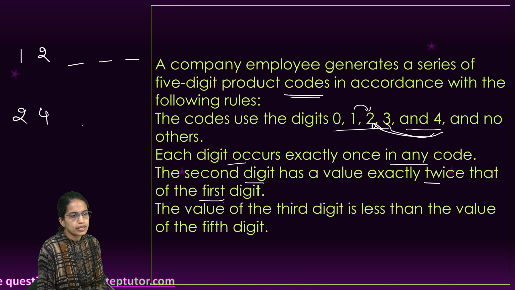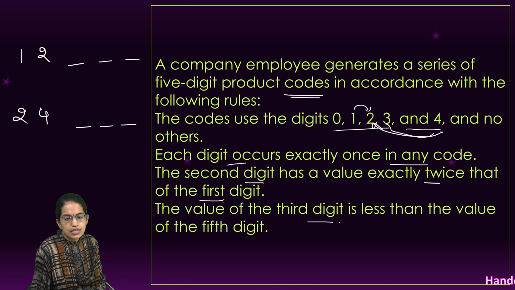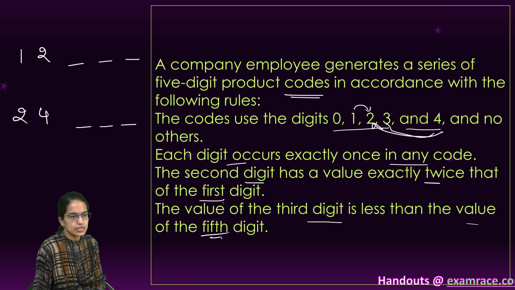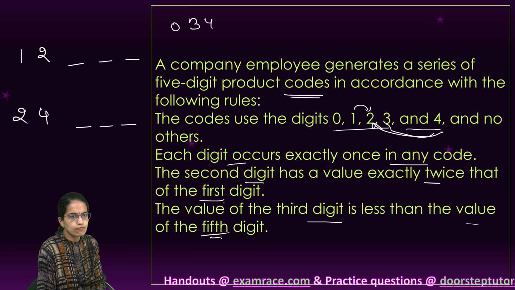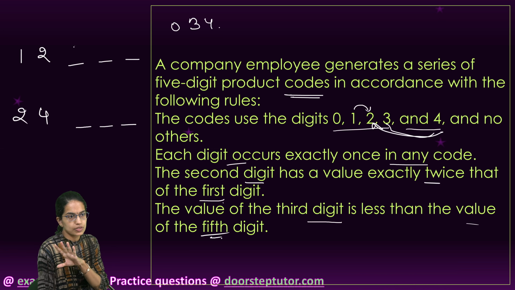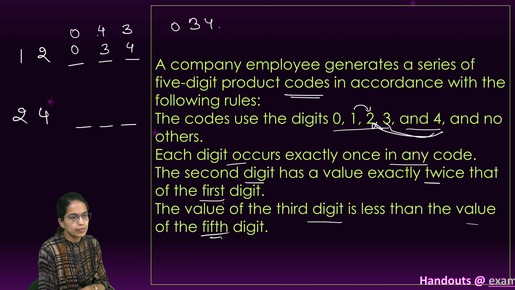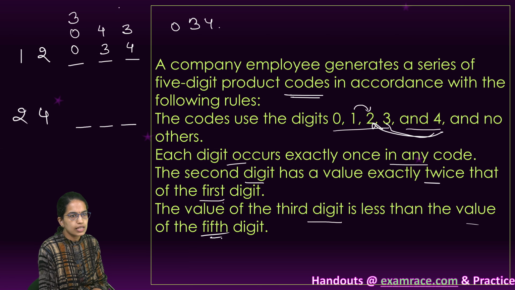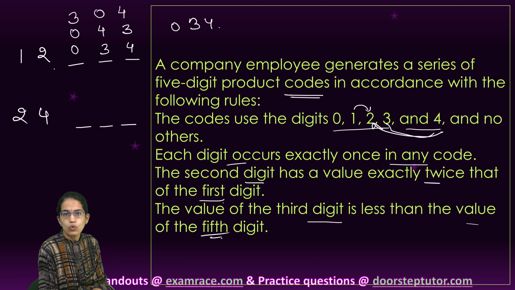Now I have the remaining 3 blanks here. Clear? The value of the third digit is less than the value of the fifth digit. In the first case, what are the remaining numbers? 0, 3 and 4. So what combinations can be there? The third digit should be less than the fifth digit. So 0 is less than 4 and less than 3, and then 4 can come here, and then I can have 3 less than 4 and 0. Those are the 3 combinations that can go with 1 and 2.